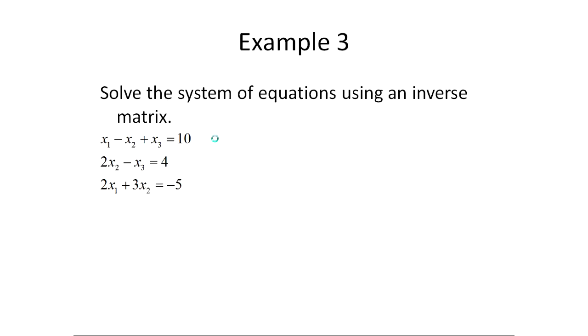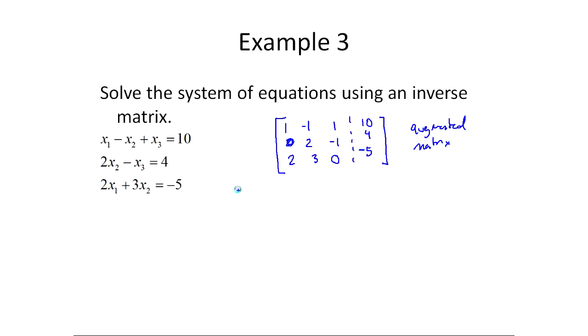Now, first thing I'm going to do is actually write this as an augmented matrix. So as an augmented matrix, this system would look like this. 1, minus 1, 1, 2, oh, hold on, that's a 0, because there's no x1. 0, 2, minus 1, and then 2, 3, and there's no x3, so a 0. And then we got 10, 4, 5. So this is the augmented matrix.